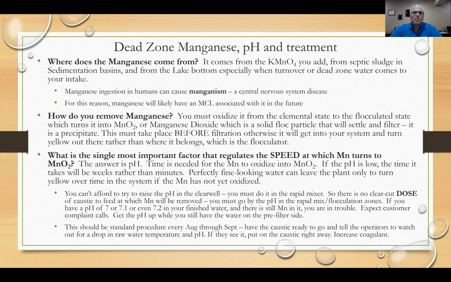Now, this should be a standard procedure for every August through September in every Lake Erie water treatment plant. The operator should know that it's time to get the caustic ready to go. It's July, let's get the caustic out. Let's set it up. If I don't have an automatic feed system for caustic, I set up a manual one in July so that when August comes, I'll be ready to go if I hit that dead zone water.